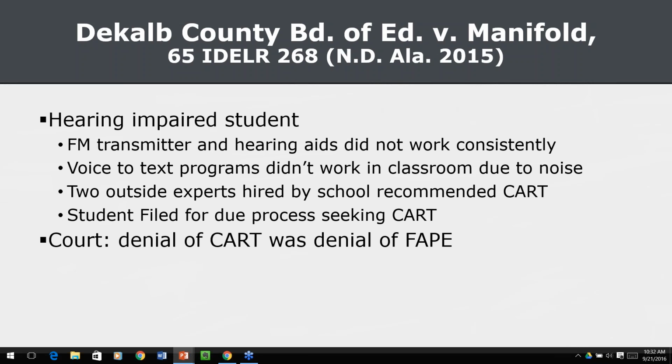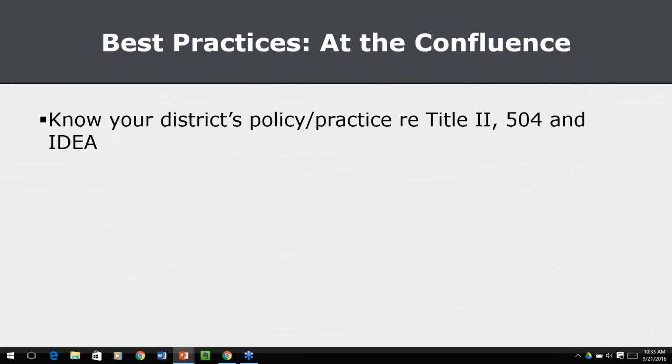Why is that? That's because the student was able to prove that the student wasn't able to access the educational programming because of the ineffective supplementary supports and services, and because the experts had recommended CART as necessary for FAPE. Here they're not even talking about Title II, and so the fact that the school said it was going to be way too expensive isn't relevant, right? Because if you're talking about something that's required for FAPE, cost is not a defense. So these dual obligations are kind of huge for schools to think about.